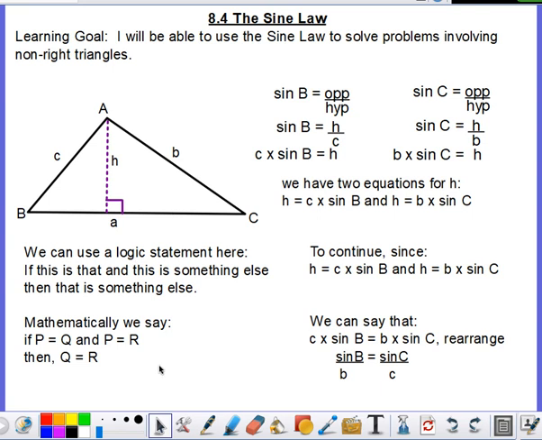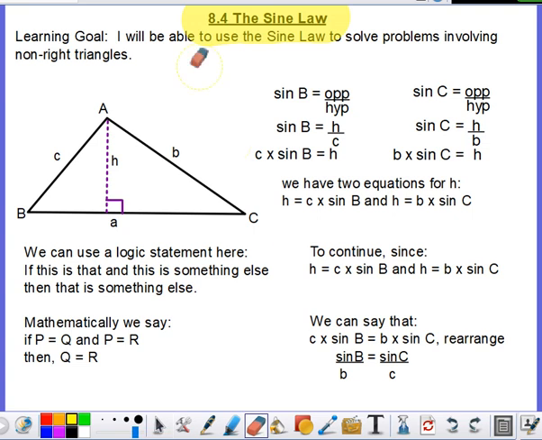Hey everyone. This lesson is called the sine law, and this is following all of the right angle triangle trigonometry. Now, the question today is, well, what if the triangle we're trying to measure is not right angled? And in that case, we have to use the sine law.